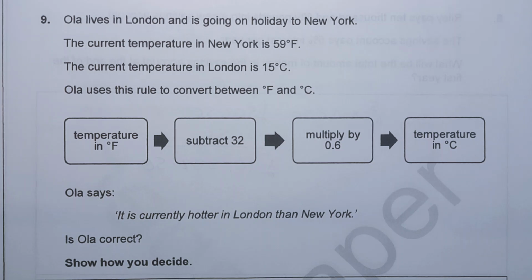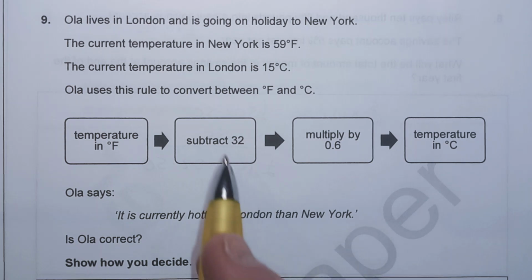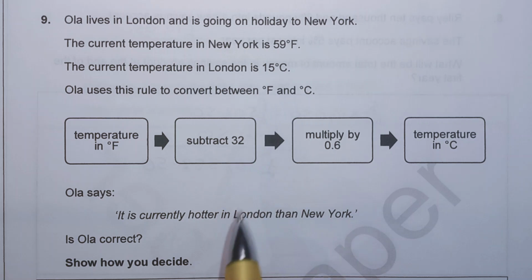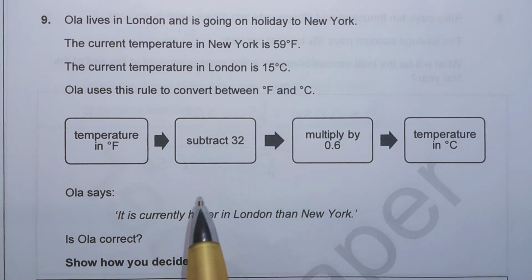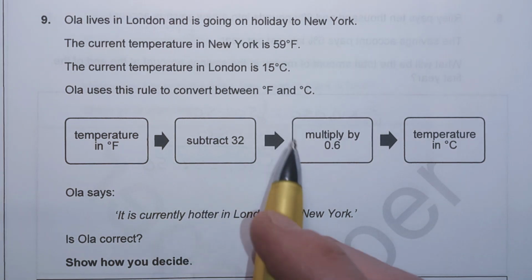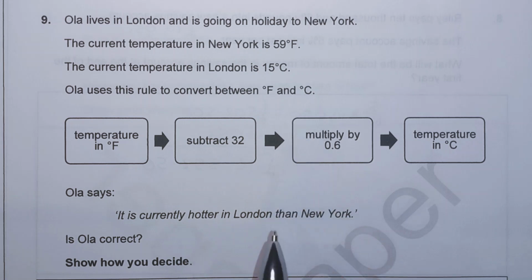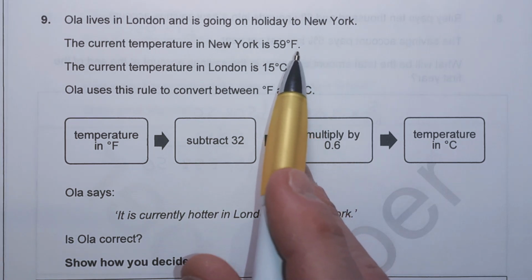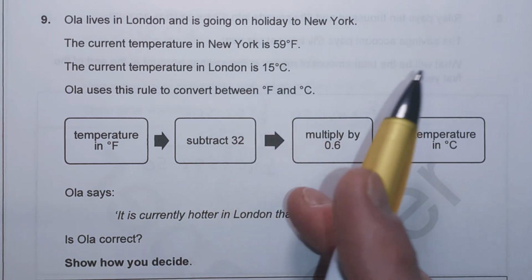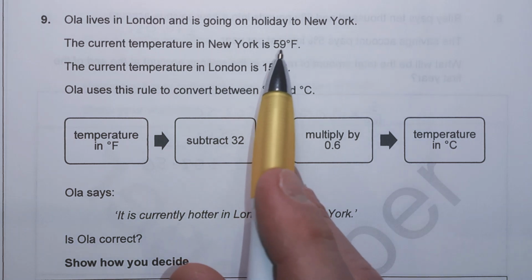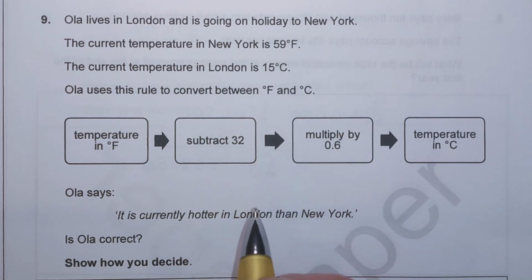Question 9. Ola lives in London and is going on holiday to New York. The current temperature in New York is 59 degrees Fahrenheit. The current temperature in London is 15 degrees Celsius. Ola uses this rule to convert between degrees Fahrenheit and degrees Celsius. If you don't know that F stands for Fahrenheit and C for Celsius, it doesn't matter. We can just call it degrees F and degrees C.